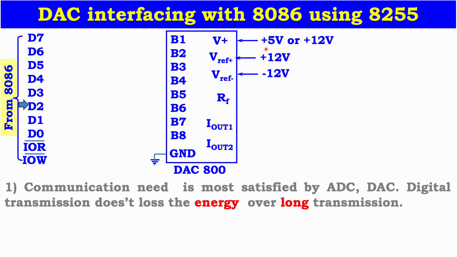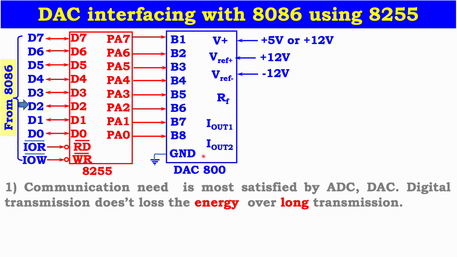We can understand that there is a DAC. The DAC has a very simple 8-bit input, which is taken from the 8086. Obviously, we know that the remaining pins are reference, V plus and I out. Remember that whatever input signal is obtained from the 8086 is converted to the output analog form that is available at I out 1 and I out 2. Let us discuss one by one.